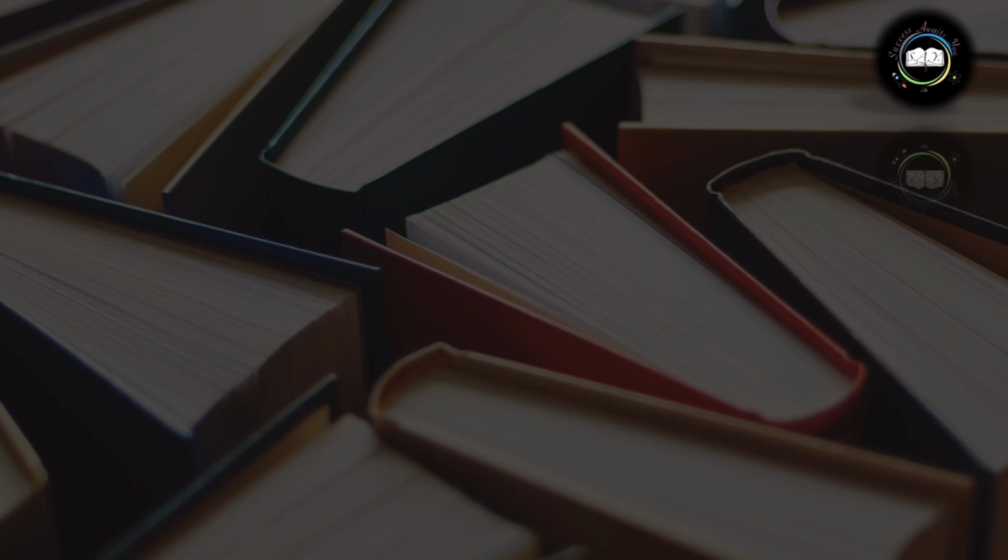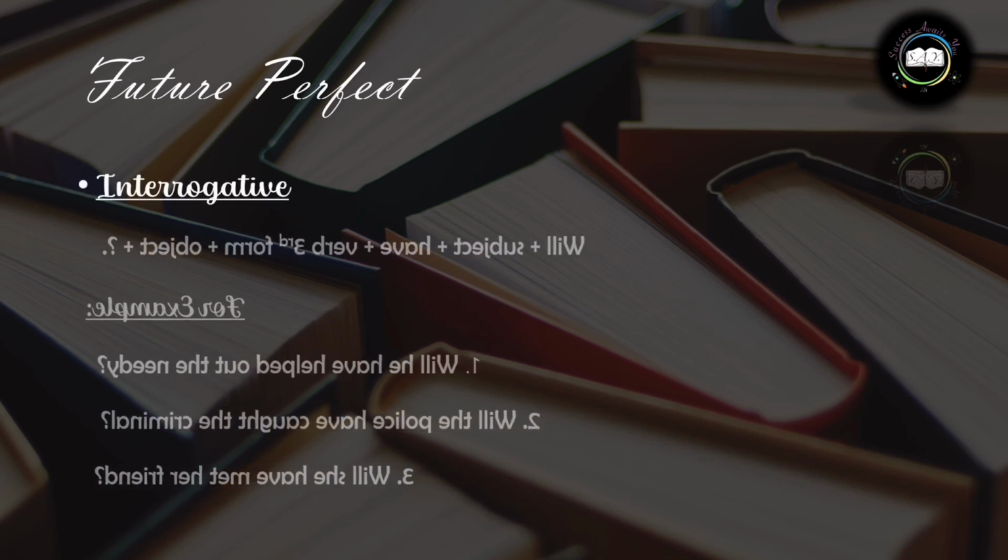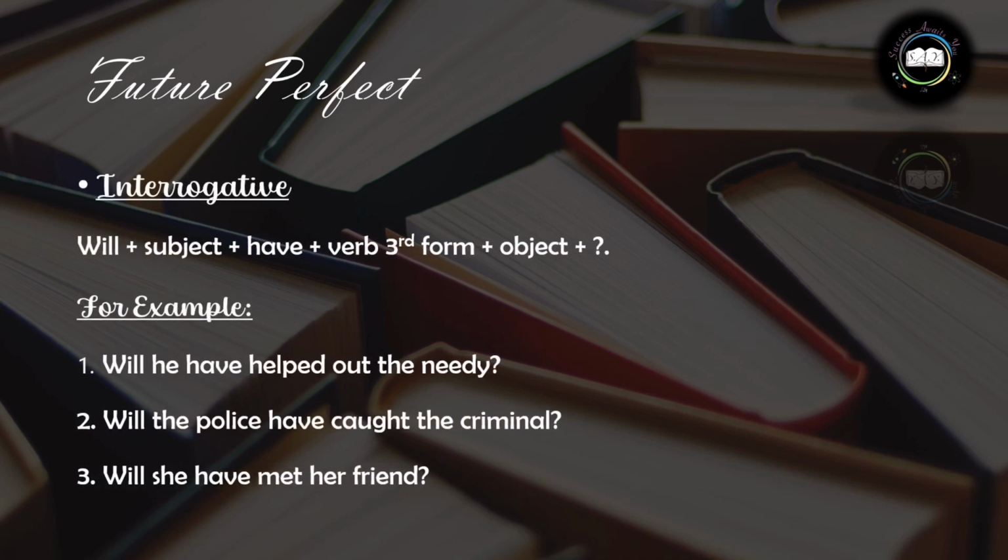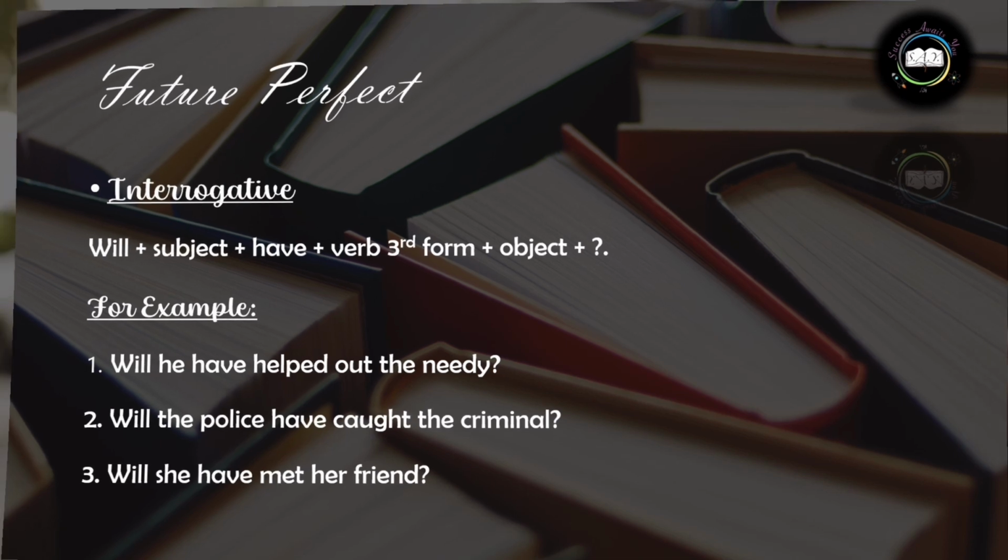The last tense we will be covering is future perfect interrogative. That is, the structure for it is will plus subject plus have plus verb third form plus object plus question mark. Since it is an interrogative sentence, the use of question mark is a must. The examples are, will he have helped out the needy? Will the police have caught the criminals? Will she have met her friend?